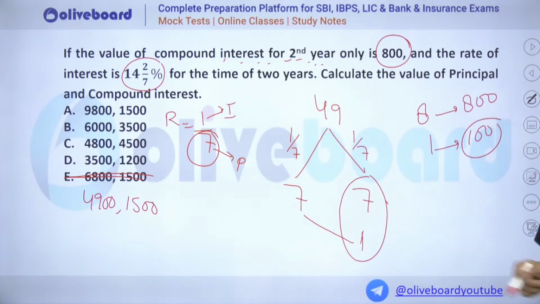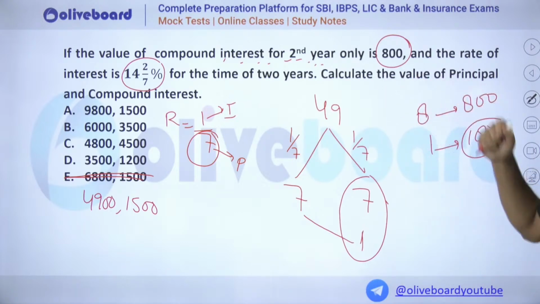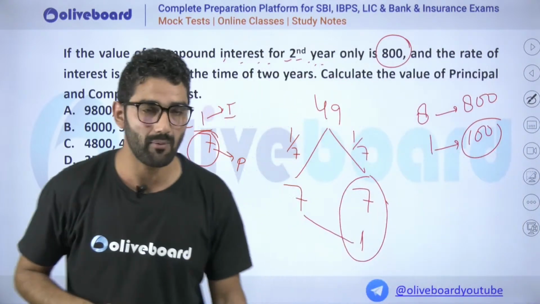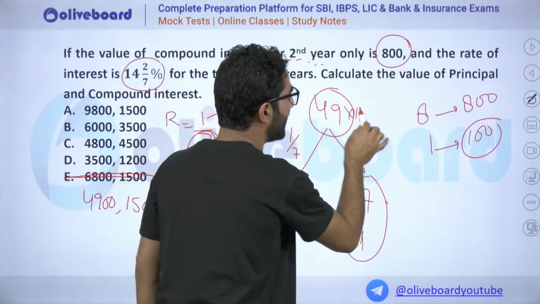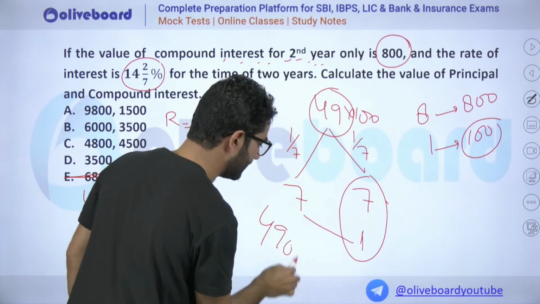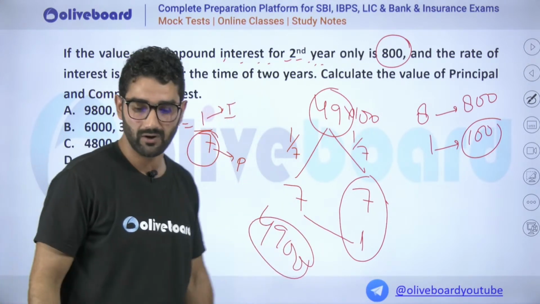If 1 unit is 100, calculate the value of principal. What is the value of principal? Principal you take now 49, multiply with 100, that is nothing but 4900. Very simple. We got 4900.